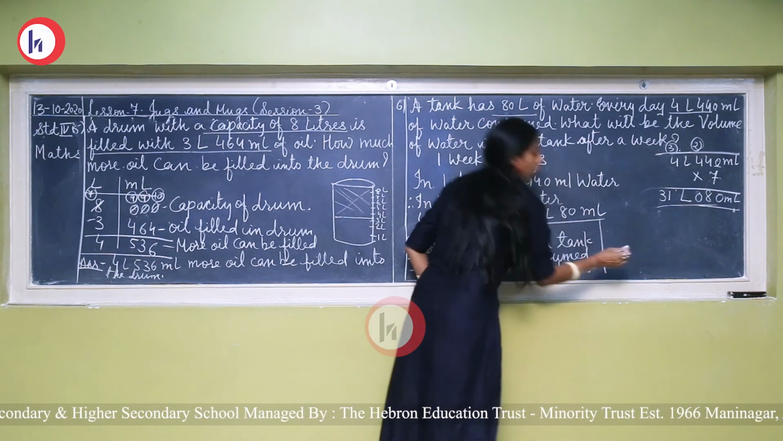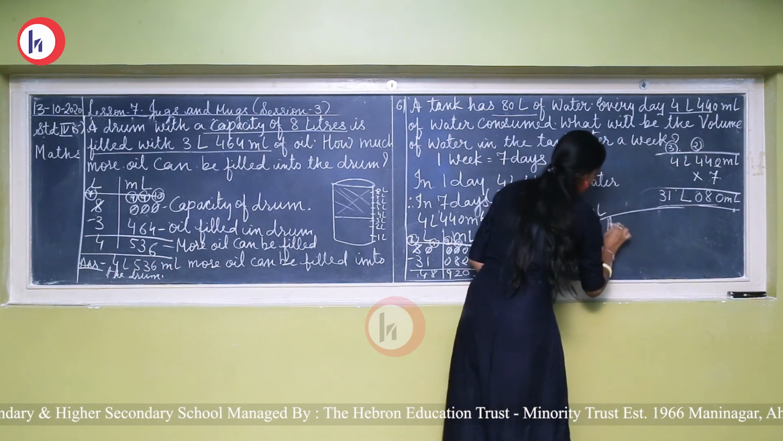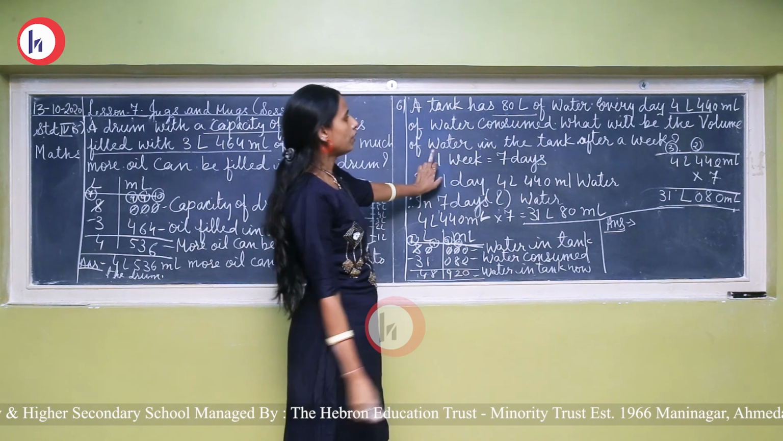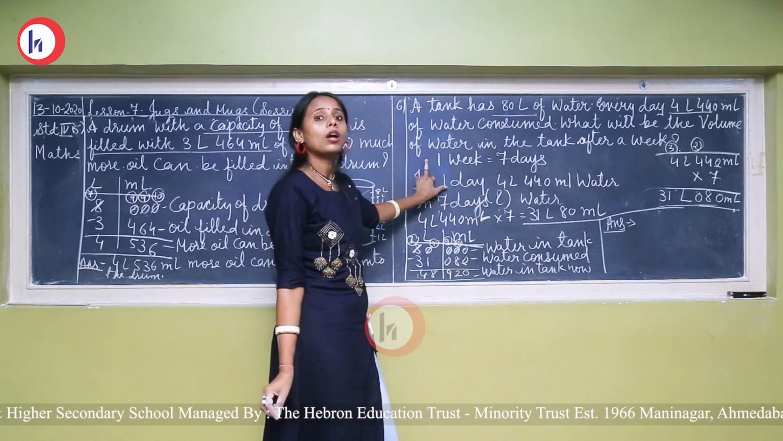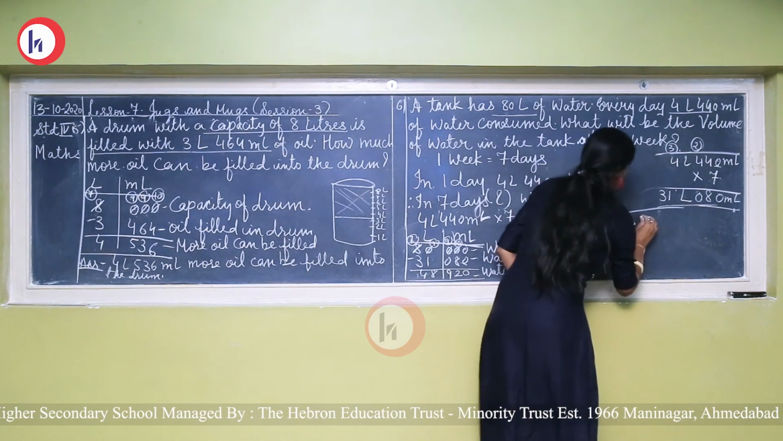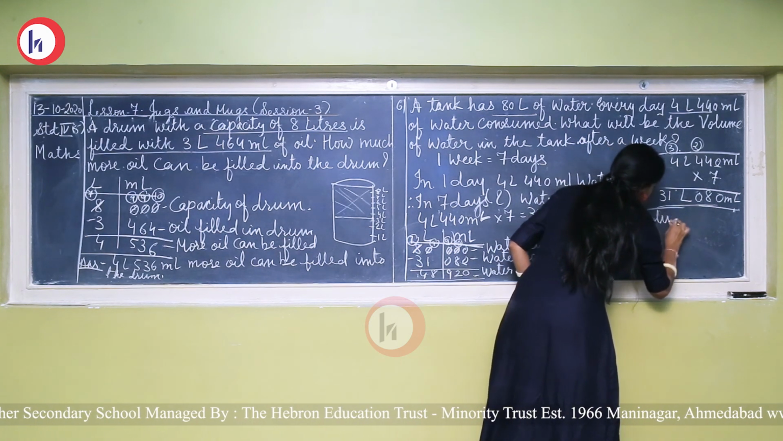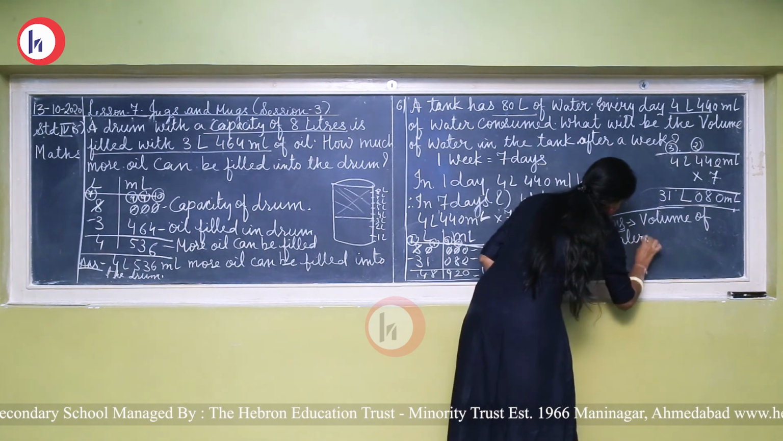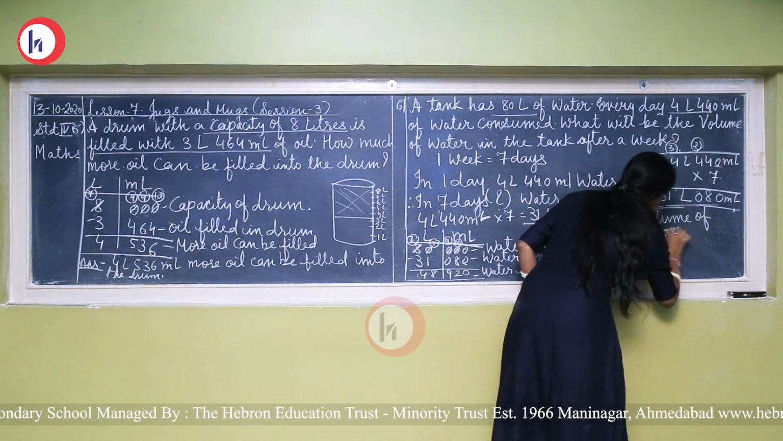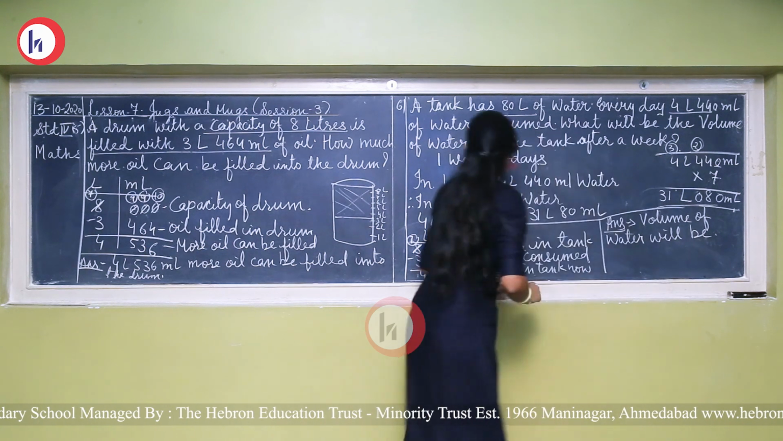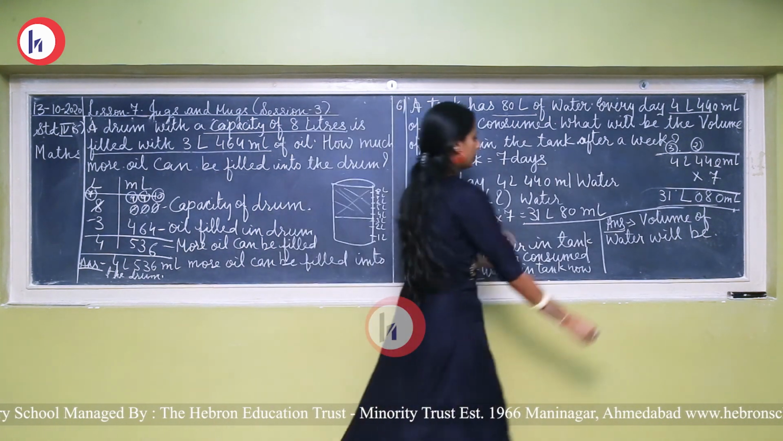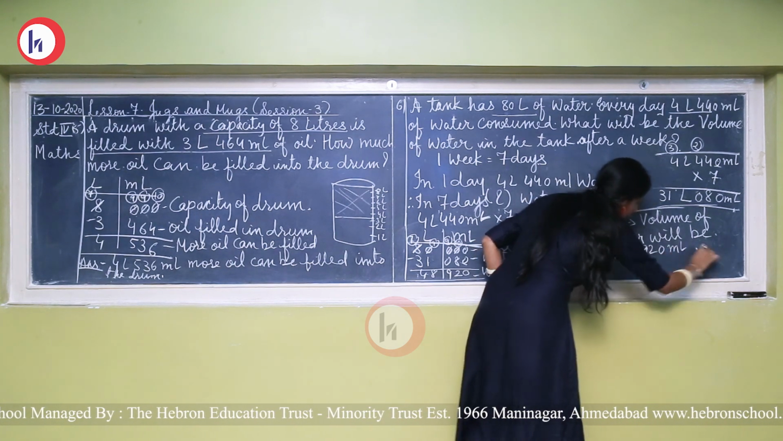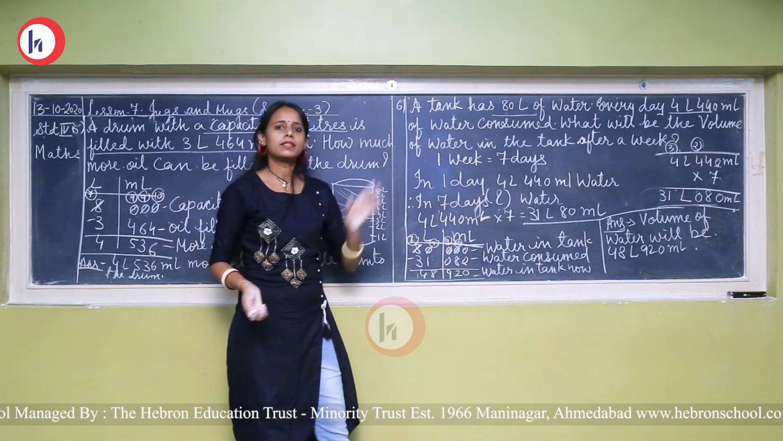Now answer. What will be the volume of water in the tank after a week? So volume of water will be 48 liter 920 milliliter. Now students, we have completed our lesson number 7.